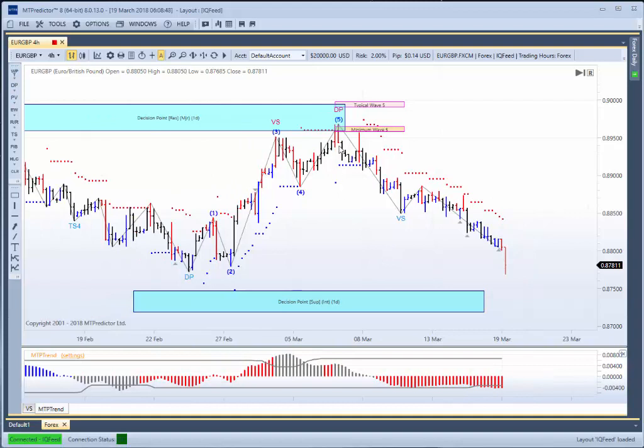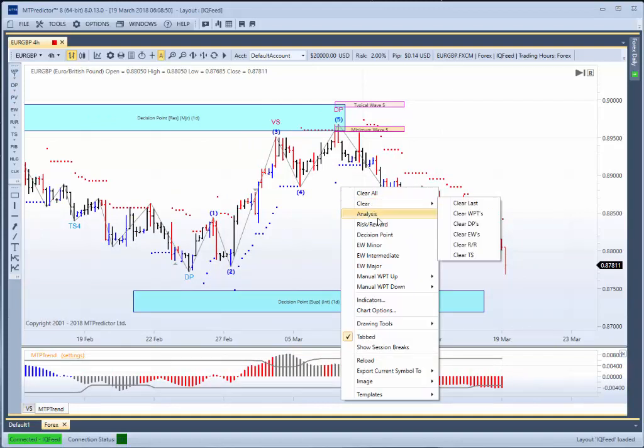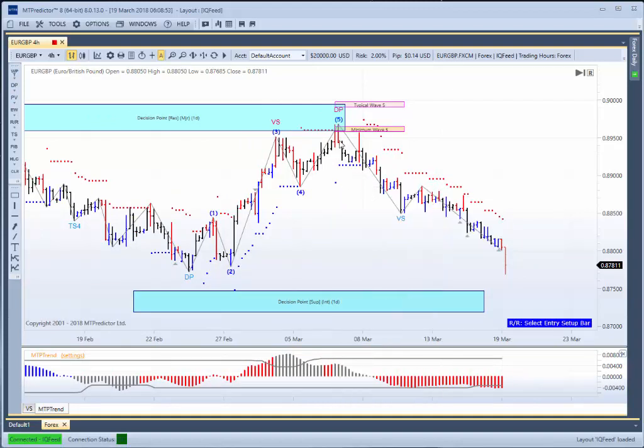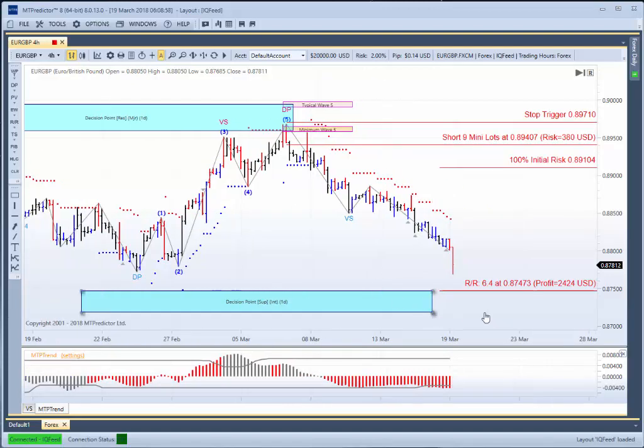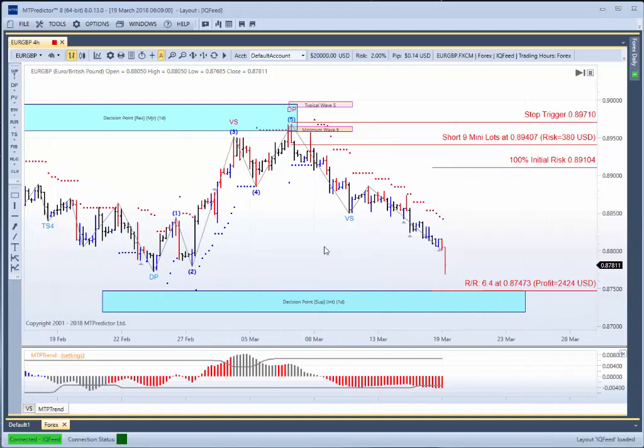So let's see how this unfolds and see whether the EURGBP does keep on going down and does reach this higher time frame support zone down here over the next few hours.